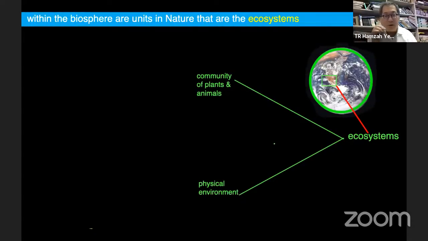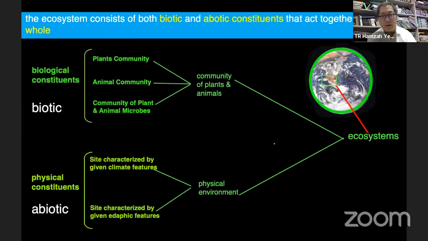It's not just putting vegetation on buildings, but you have to see the interaction of the communities of plants and animals with the physical environment. Now, to articulate this further, communities of plants and animals consist of plants, animal communities, and the microbes that exist in the soil. And the physical constituents are the site characteristics of the climatic features and the soil and geological features of the locality.